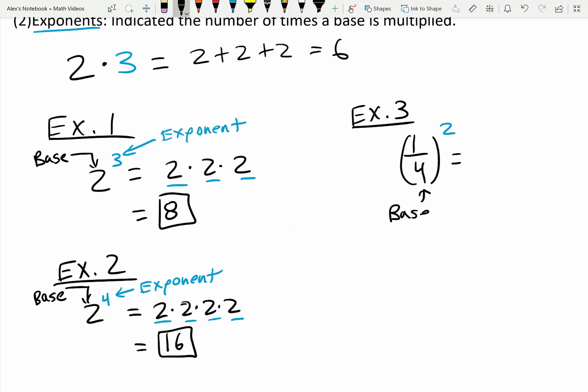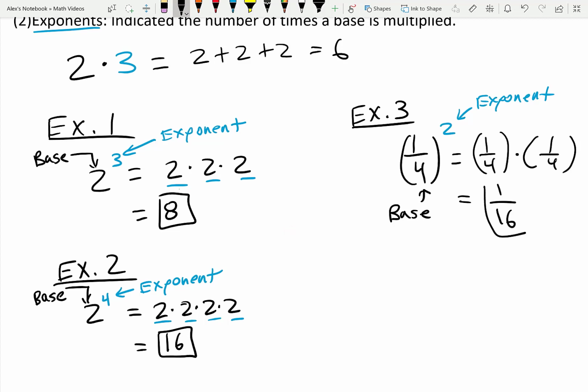Again, this number inside the parentheses is the base, 1/4. And the number outside right here is the exponent. So this tells us that we're going to take 1/4 and multiply it by itself how many times? 2 times. And when you are multiplying fractions, here's what you've got to remember. Multiplying fractions, we just multiply straight across. So 1 times 1 is what? 1. 4 times 4 is going to be 16. So we got 1 over 16. That's it for that one.